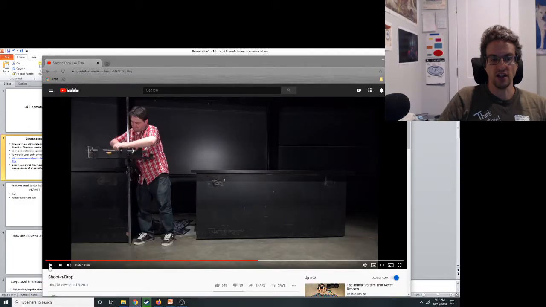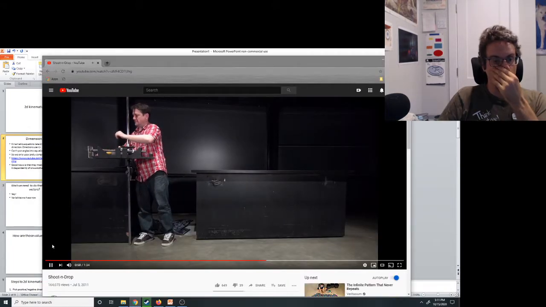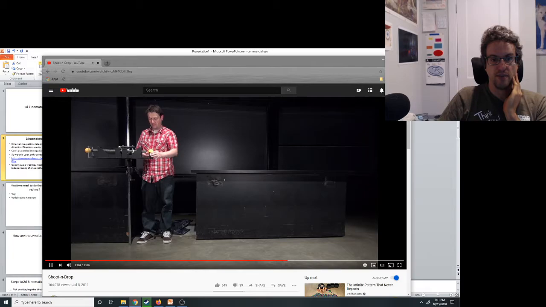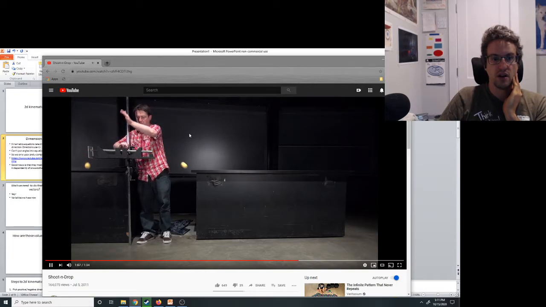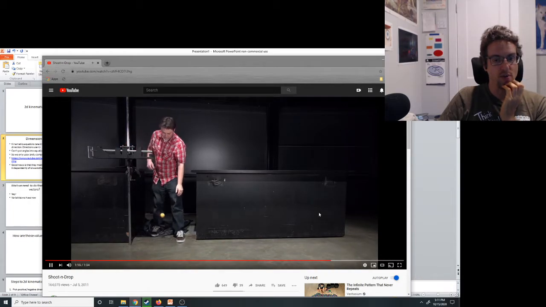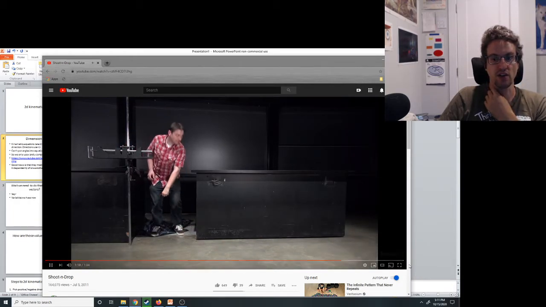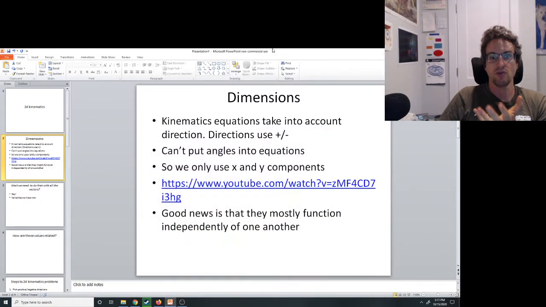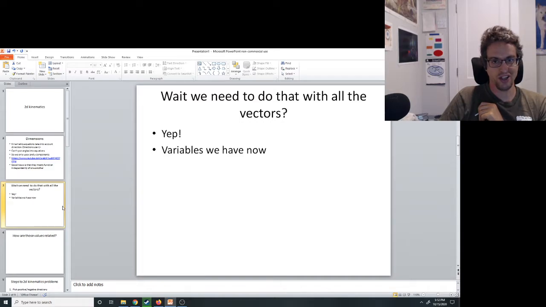And I know we already watched this video, but I like to watch it because I think it's important here. This is the shoot and drop thing. There's going to be a ball that falls straight down and a ball that's knocked off at the same time. The whole point is that the vertical part of their motion is identical. Even though the horizontal part is not, the vertical part is identical. And that's what's important. This is what makes it okay to move things into components, because the vertical and horizontal components of motion don't affect one another.